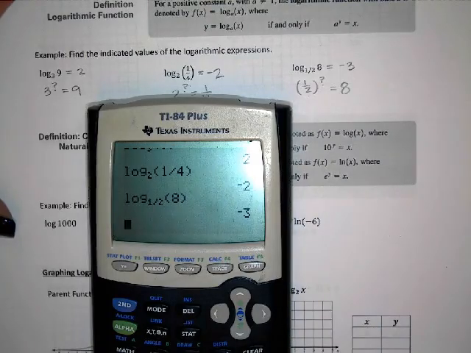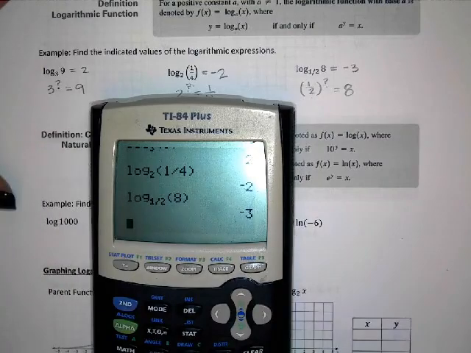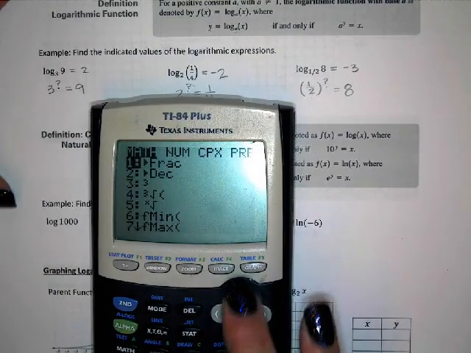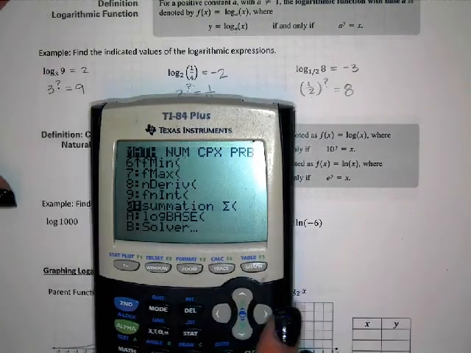And if you're working with one of those color editions, I believe instead of hitting up, you hit up 3 times. So you'd hit the math button and go 1, 2, 3, because you have a different menu than we have on these calculators.